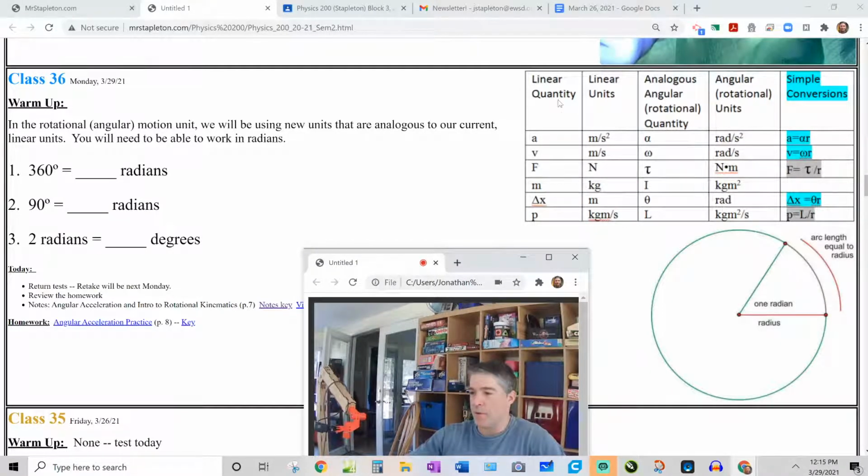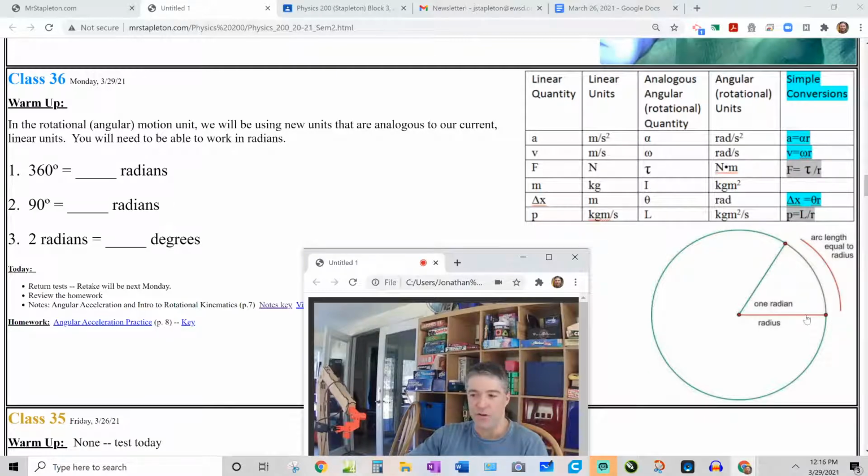If you look up in the top right, the first column here, these are the quantities we've dealt with before: acceleration, velocity, force, mass, displacement, and then momentum. And all the units for those: meters per second squared, meters per second, newtons, kilograms, meters, kilograms meters per second. But each of those is going to have its own circular version. Instead of acceleration, there's going to be alpha, which is angular acceleration, and that's not meters per second squared, but radians per second squared.